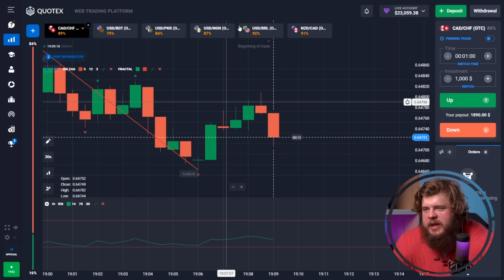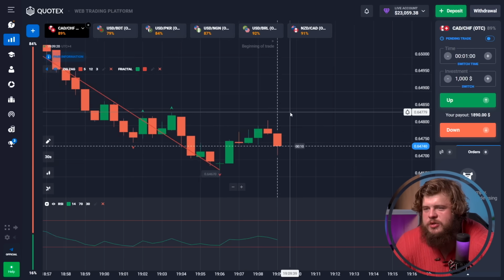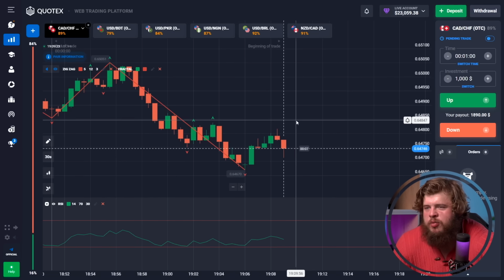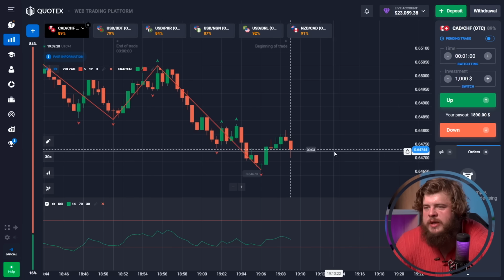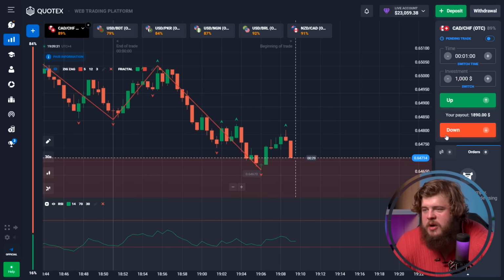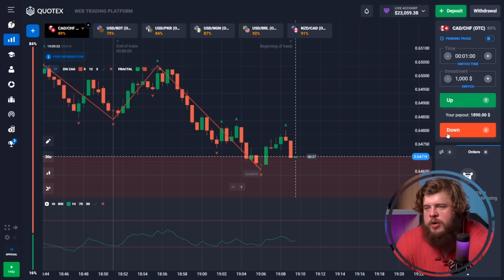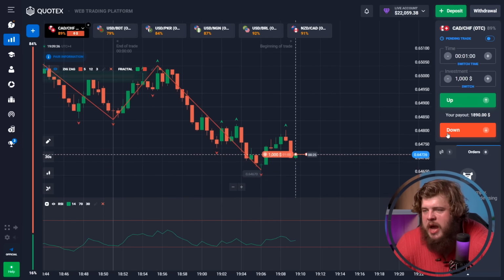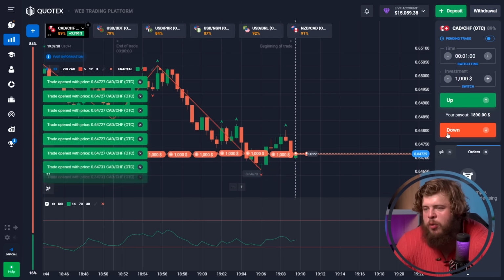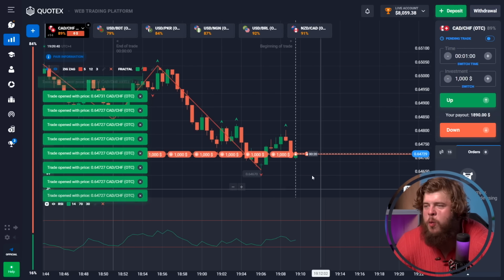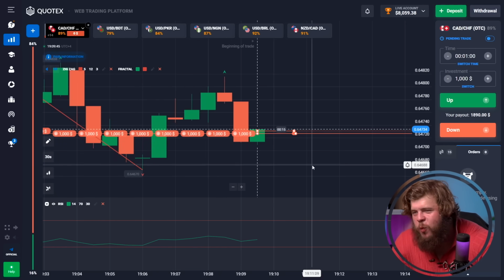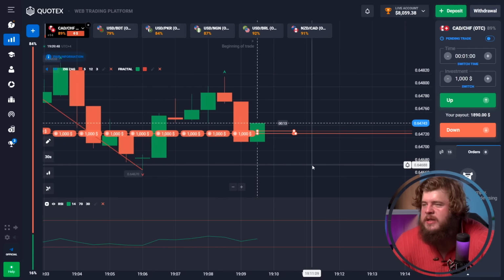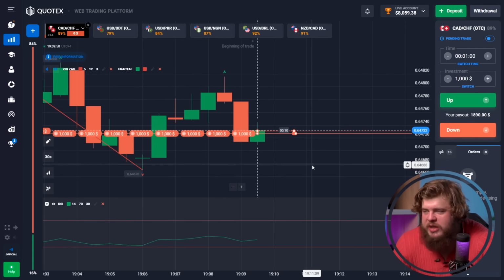We have opened the CAD/CHF currency pair according to the current situation. As in the previous trade, we have a downgoing channel, and according to the current position of the price, we have already reached the upper edge of the downgoing channel. So now we are going towards the bottom of the channel, and that's why I'm opening 15 sell positions with an investment of $1,000 each. And I'm sure that we will anyway reach the bottom of the channel, and I will get my money here.